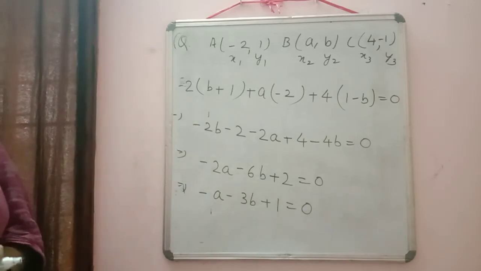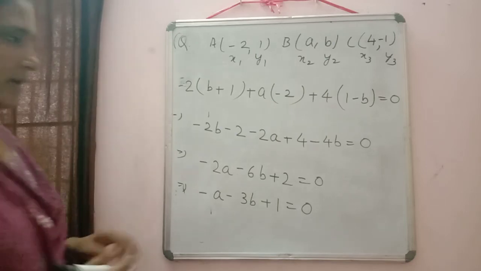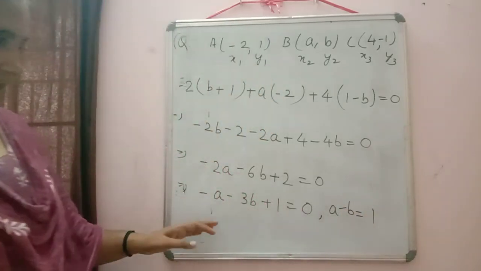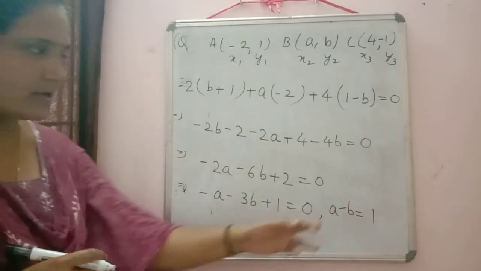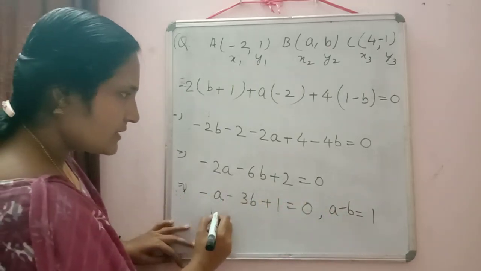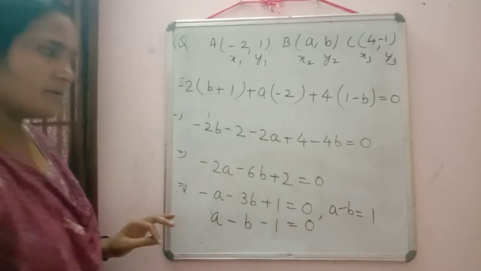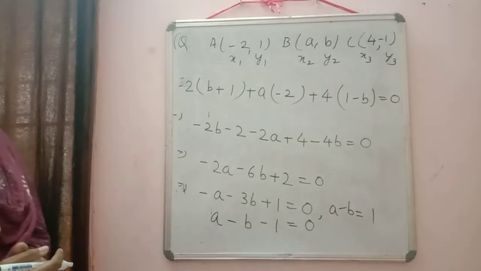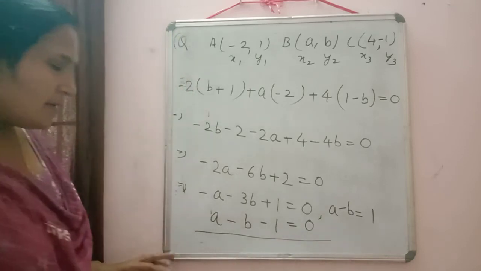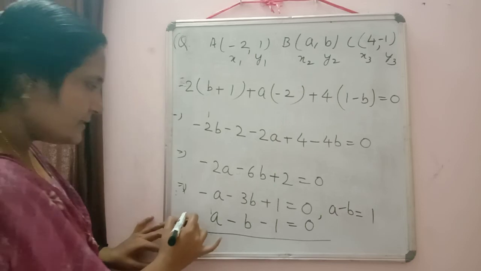And one condition is given in the question, that is a minus b is equal to 1. This condition is given. Now since here we wrote everything on the left hand side, here also we will write all the expression on the left hand side. So the second equation we are getting is a minus b minus 1 is equal to 0. Now to find the value of a and b, we can add these two equations. Why are we adding? So that minus a and plus a will get cancelled there. So we are adding these two equations.